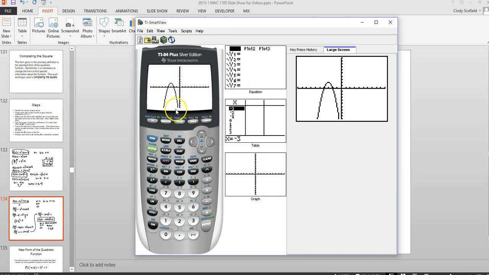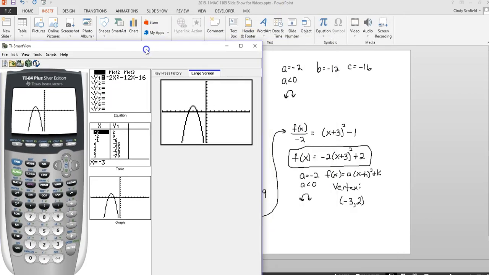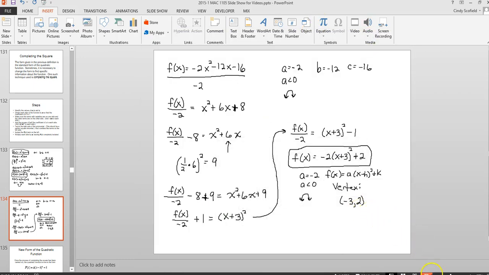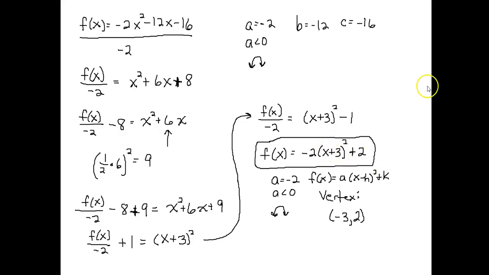We see it's cupped down. And remember the vertex we found was -3, 2. Well, 1, 2, 3 to the left, 1, 2 up. There's your vertex right there, that single point at the very top of your parabola there. So that's a little bit of completing the square.